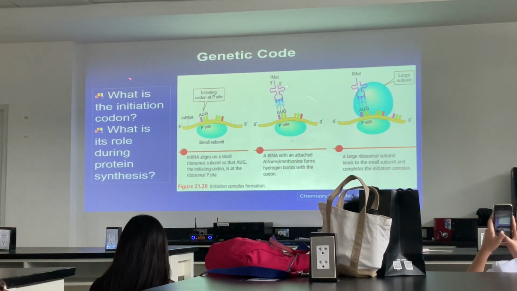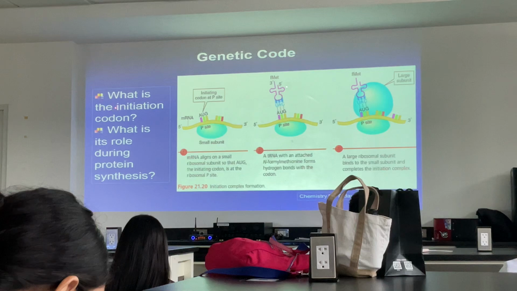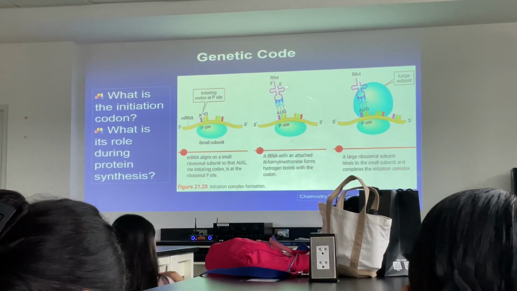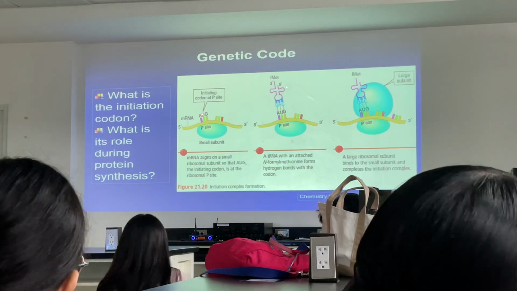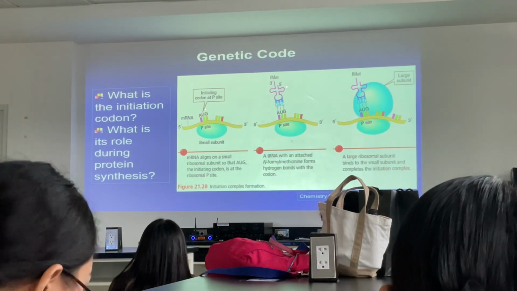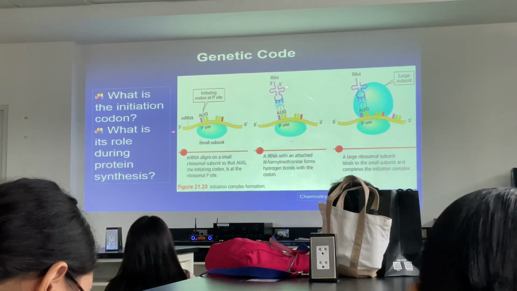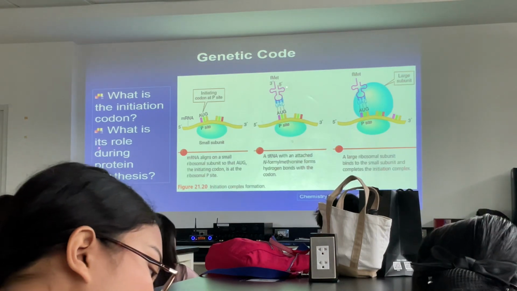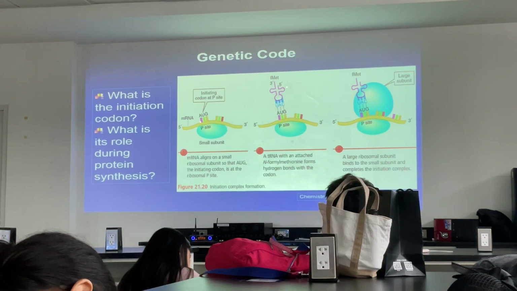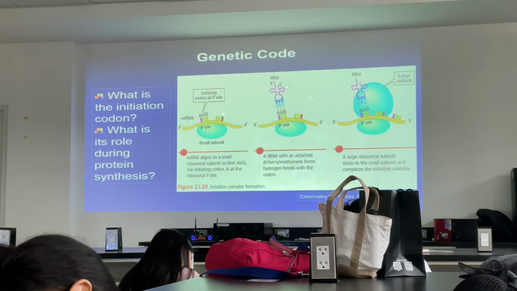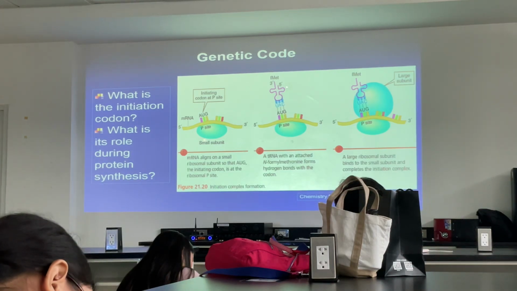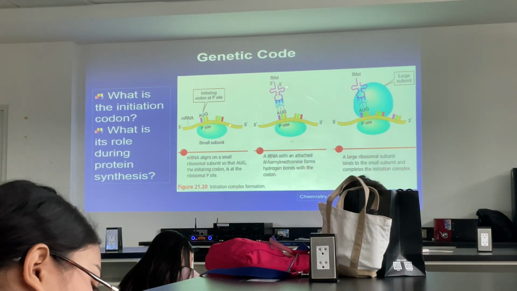So what is the initiation codon? It is the codon that will signal initiation of protein or polypeptide chain synthesis, and that is your AUG. What is its role during protein synthesis? It signals initiation of synthesis of a polypeptide chain in the ribosome.